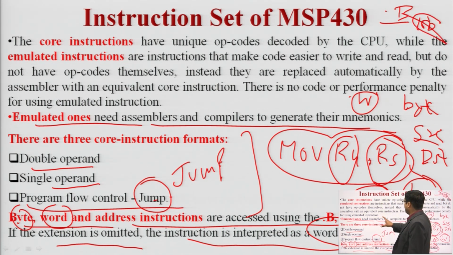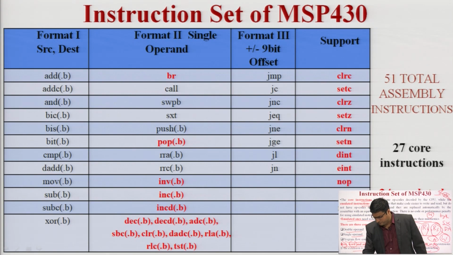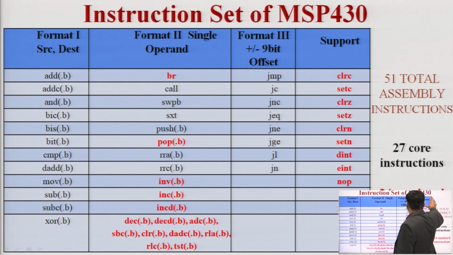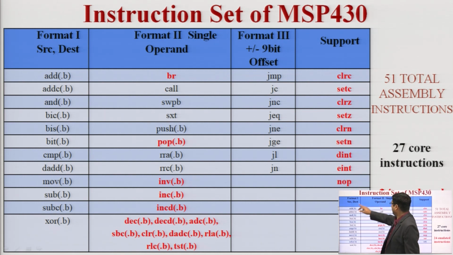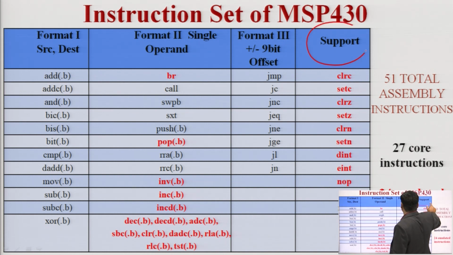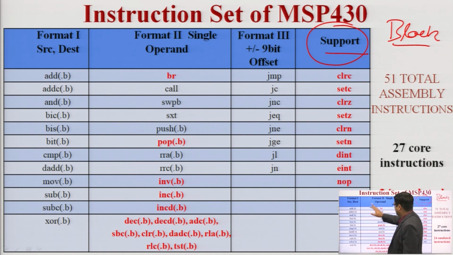In this slide we have seen the various types of formats and the difference between core instructions and emulated instructions. This is the instruction set, with all the instruction formats categorized. Here you can see there are three formats available, format 1, format 2, format 3. Another format is also available, in addition to that, the jump instruction, which we will see. Here you can see two types of categories, basically two types of coloring, black and red.